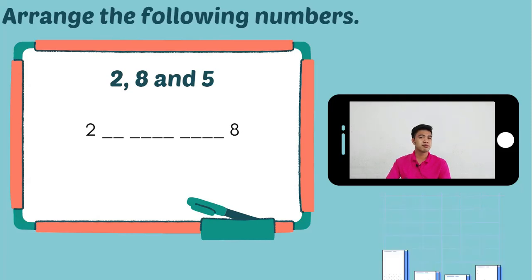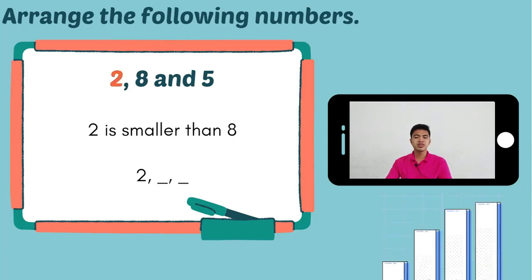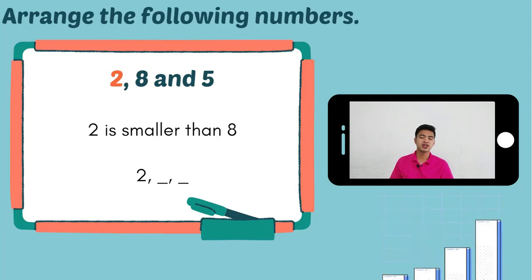Which is the bigger number? Is it the 2 or 8? So let's find out. Okay, here 2 is smaller than 8. Therefore, we're going to write 2 first because we're going to arrange it in ascending order. So 2 first and then the remaining numbers will be 8 and 5.